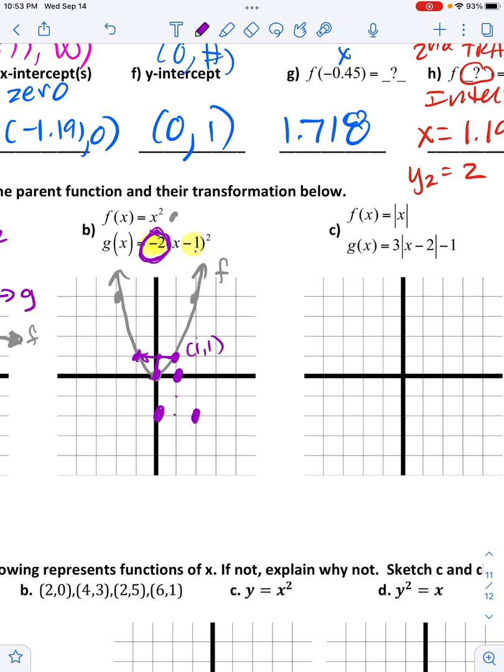Okay, and so I have moved it to the right one. I have flipped it over, and it's twice as skinny. So this is going to be my new graph. Now, I could write out the points for x squared and then do these things to the values. That would work too. But when I'm done, I look and go, does this second graph that I drew, is it flipped over from the first? Yes. Is it skinnier by a stretch value of 2? Yes. Is it moved to the right one? Yes.